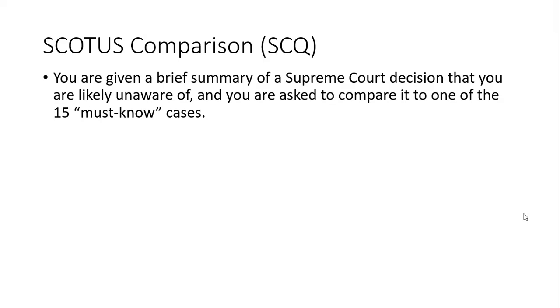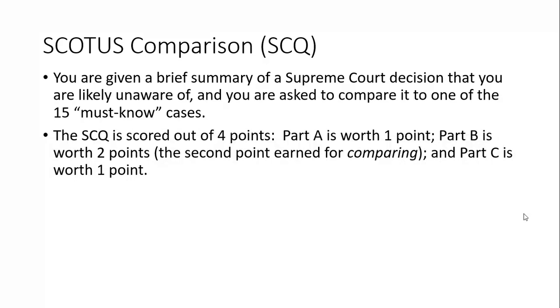So you'll receive all the information you need about this new case. You will have nothing but the name of the must-know case. This FRQ is scored out of 4 points. Part A is worth 1, Part B has 2 points, and Part C is worth 1. Part B, which is often the case, is going to be the most important part. This is where you're really going to earn the points.